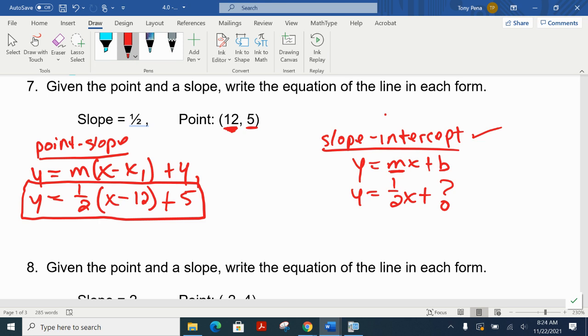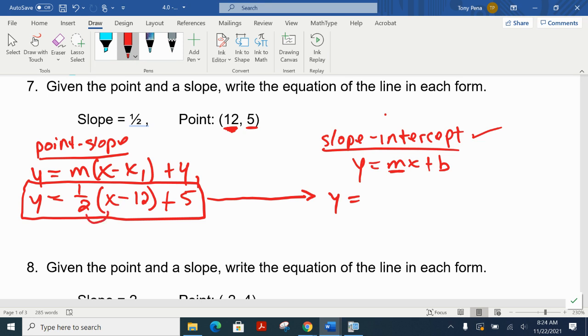Now, the nice thing about point-slope form is we just simplify this. As long as I just simplify this, this should give me my slope-intercept version. So here's what I now mean by that. Over here underneath slope-intercept, because this is our answer, notice how I have this 1/2 here. We're going to distribute the 1/2.